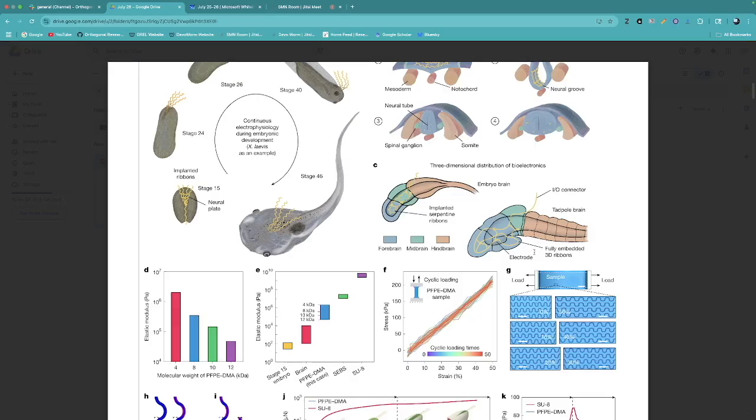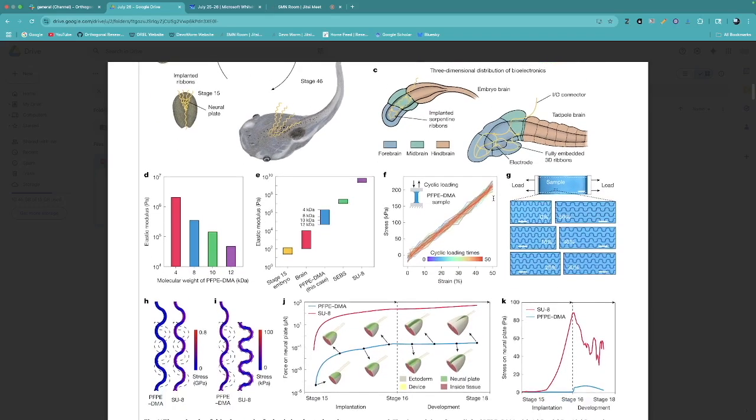And this on the right here is the more mature, the tadpole brain, where you have the hindbrain here, the midbrain, and the forebrain. The electrodes mostly are situated in the forebrain, and you have the I/O connector sticking out.